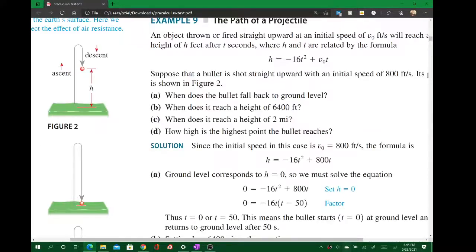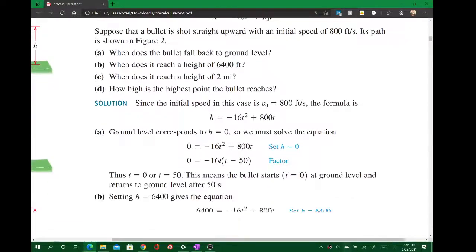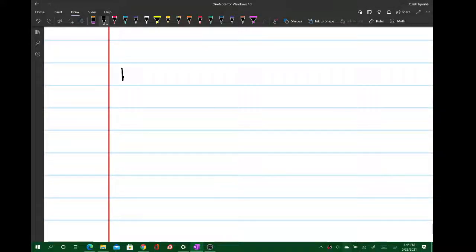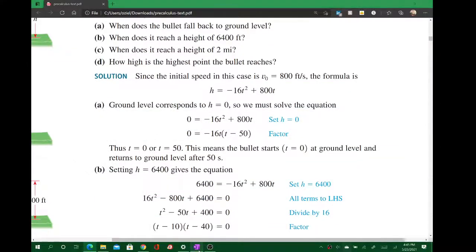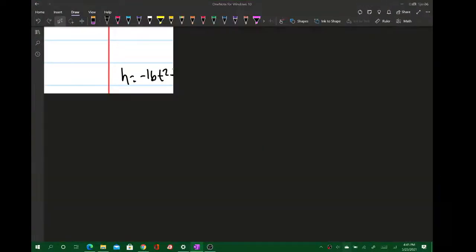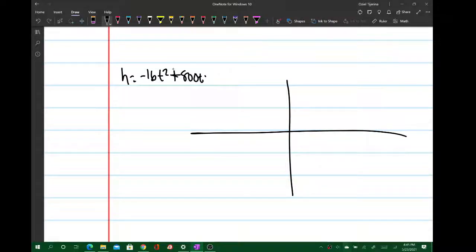And what does part D say? How high is the highest point that the bullet reaches? Now, this one's interesting. I don't know if I went over this in a previous video, but we have the function negative 16t squared plus 800t. And it wants to know, now obviously if you graph this, or if you use a calculator, right?